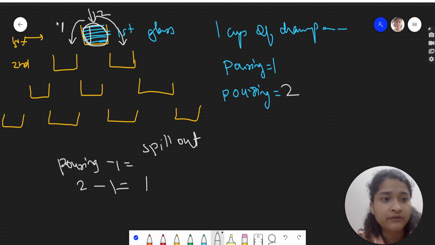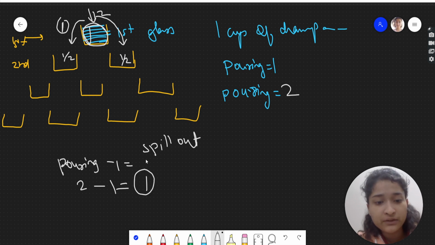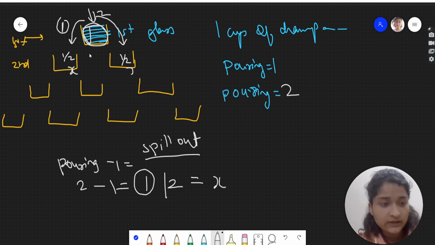So 1 cup will spill out from this glass, right? Now that one amount will be divided equally into the left glass and the right glass. Fine. So if 1 is there, half will go here, half will go here. That is, we divide the spill out amount by 2, and whatever that is, let's say x, that x amount will go to the left and also to the right.